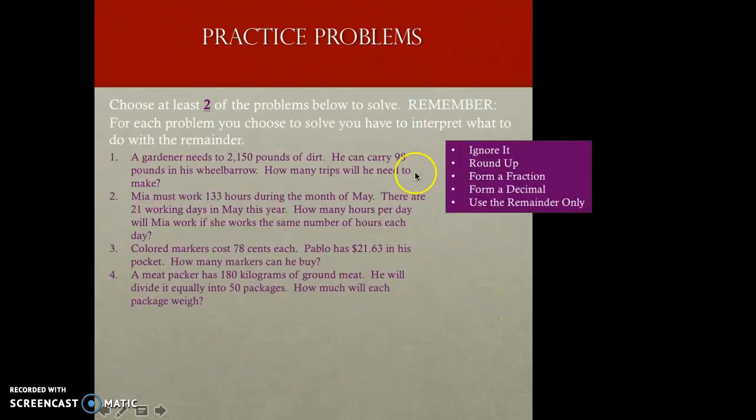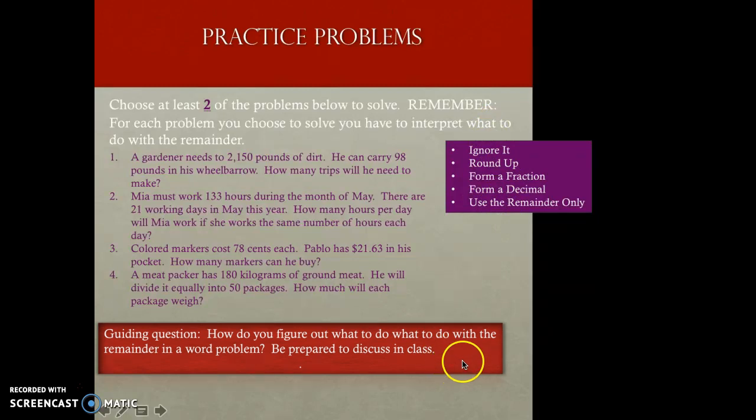All right, so here's your job. There are 4 problems here. You get to choose at least 2. So when you come to group today, I will expect to see 2 of these problems done. You're going to be doing the math and figuring out what to do about the remainder. Okay, remember, here are your options. And also, how do you figure out what to do with the remainder in a word problem? Okay, think about that. Be prepared to discuss it in class. See you soon.